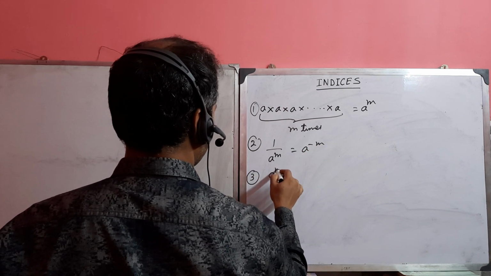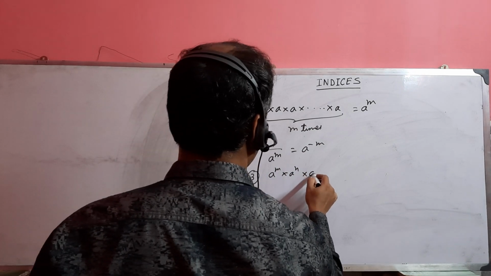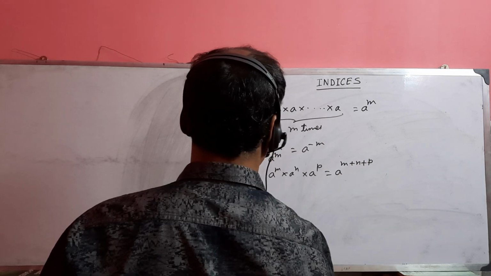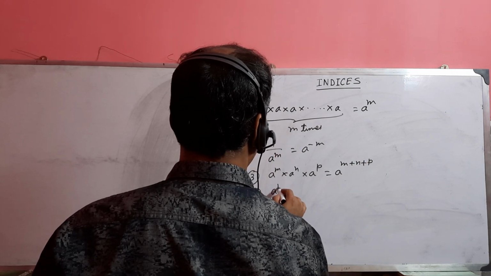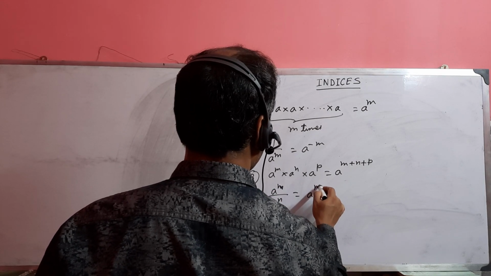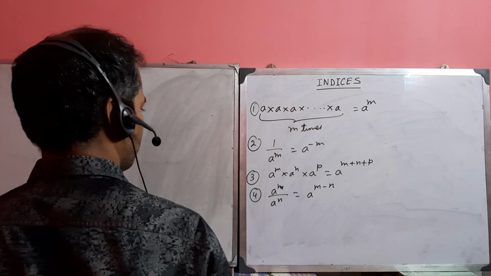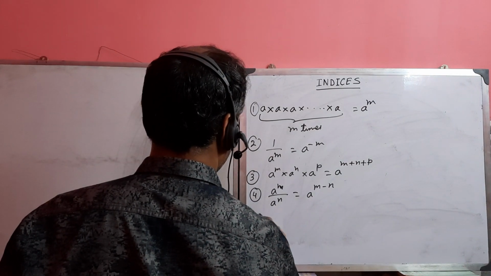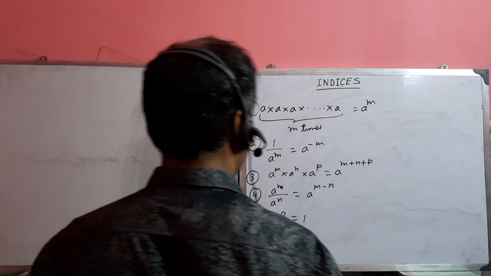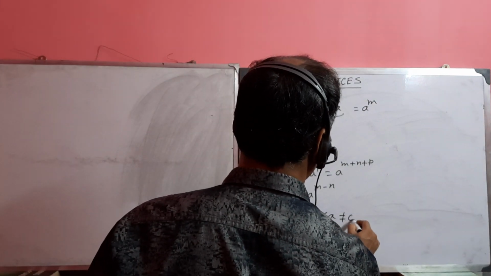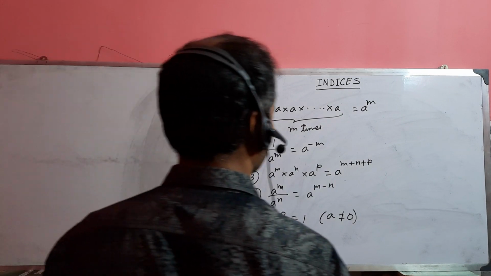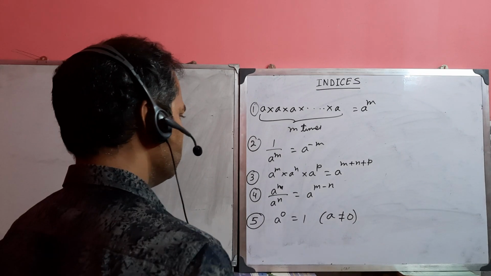If a to the power m into a to the power n into a to the power p, then it is a to the power m plus n plus p. If a to the power m by a to the power n, then a to the power m minus n. The fifth formula is a to the power 0 is always equal to 1, provided a is not equal to 0. These are the formulas of indices.